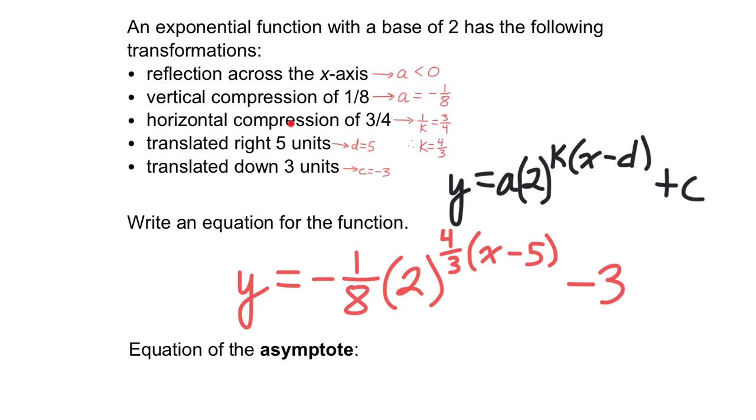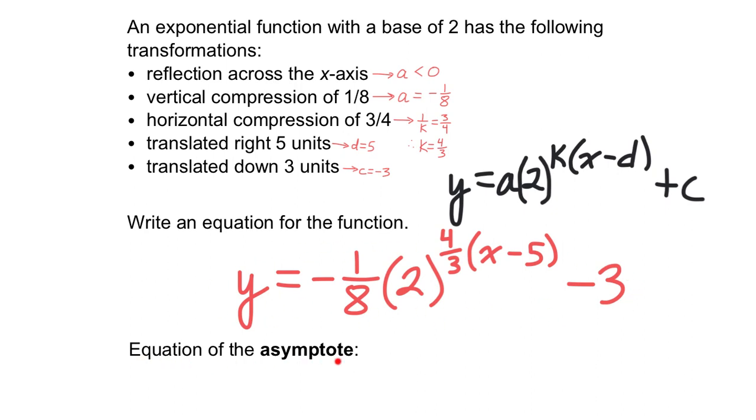We have a horizontal compression of 3/4. Remember, if you're multiplying your horizontal values by 3/4, that means k is the reciprocal of that, 4/3. So k is 4/3, that's what I put here. We're translating right 5 units, so d is 5. And we're translating down 3 units, so c is -3. So this is the equation of my function.